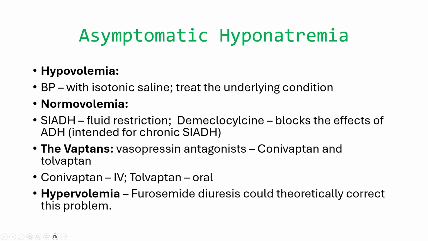What does it do? Demeclocycline blocks the effects of ADH. Or one can use vaptans. There are two kinds, conivaptan and tolvaptan. Tolvaptan is available orally, conivaptan IV. The only issue is that they are very expensive. When there is hypervolemic hyponatremia, furosemide diuresis could theoretically correct this problem. If the kidney function is good, it is easier to do. If the kidney function is impaired, again, you have to take appropriate action to treat the underlying cause.